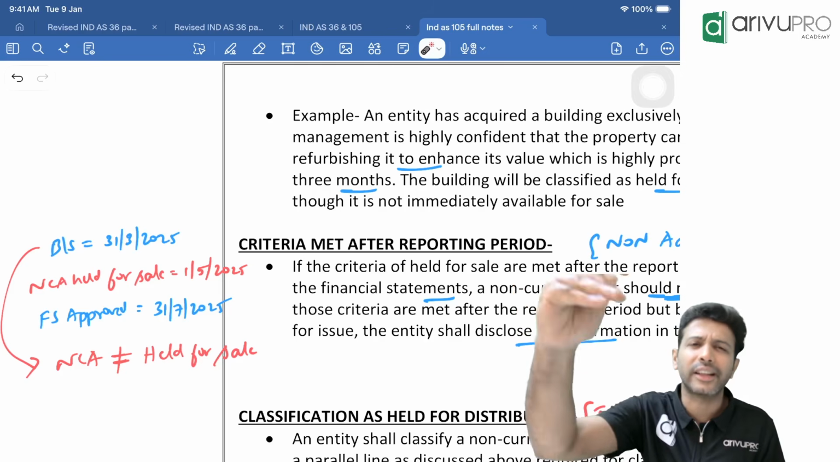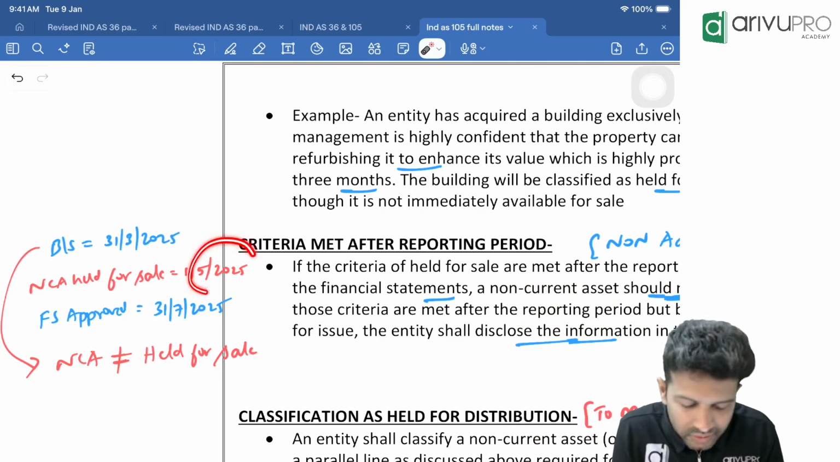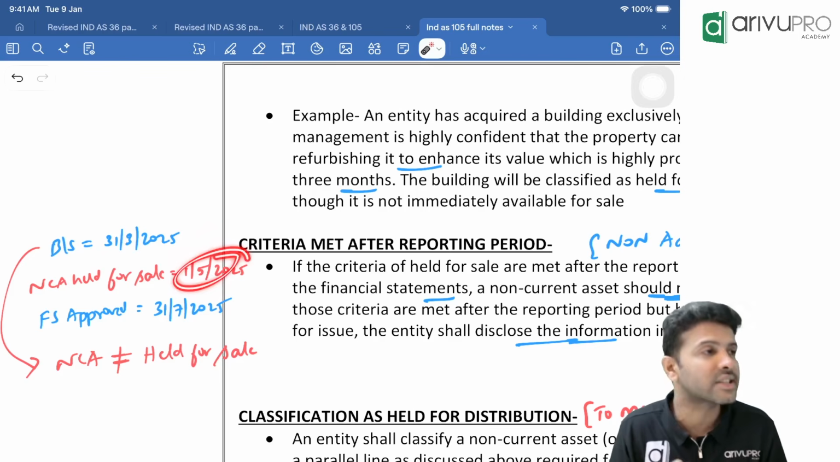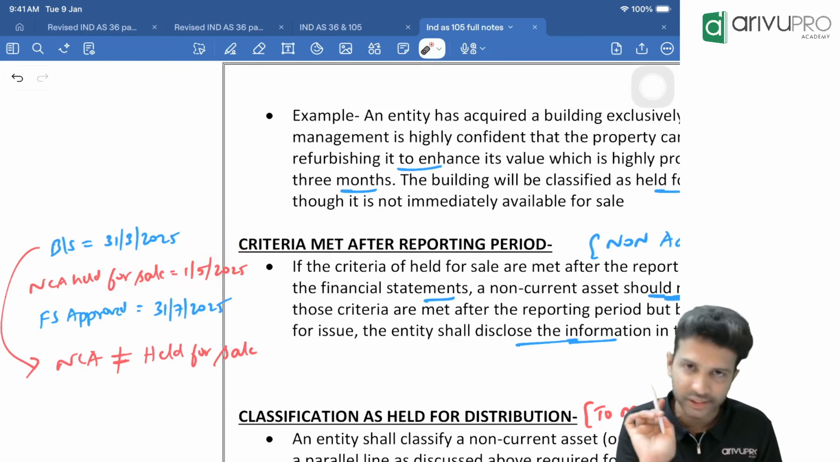And all those criteria, CPMBASW criteria, are satisfied. On what day? 1st May. That CPMBASW criteria got satisfied on 1st May. Okay. That means on 1st May, ideally it is non-current assets held for sale.